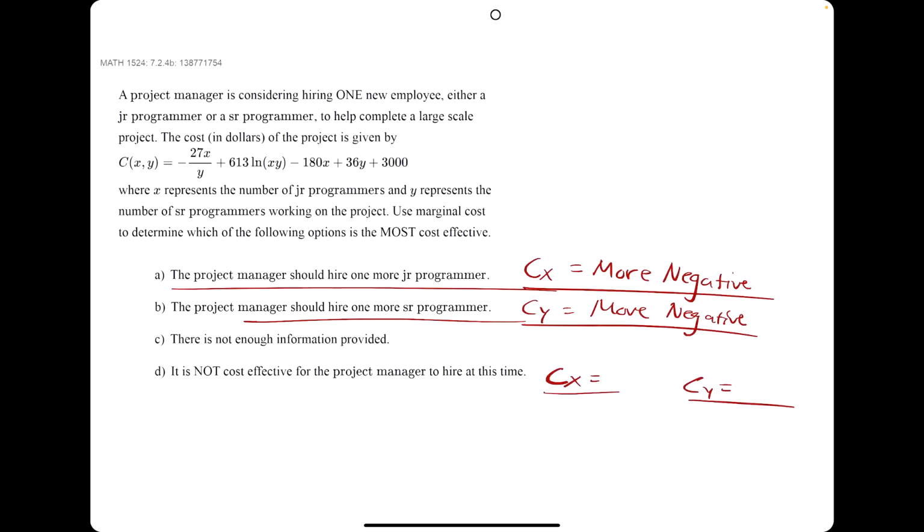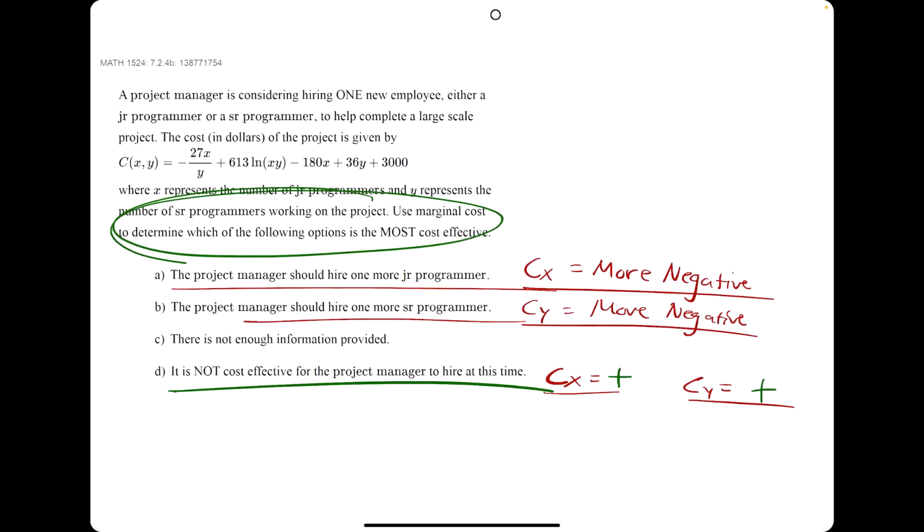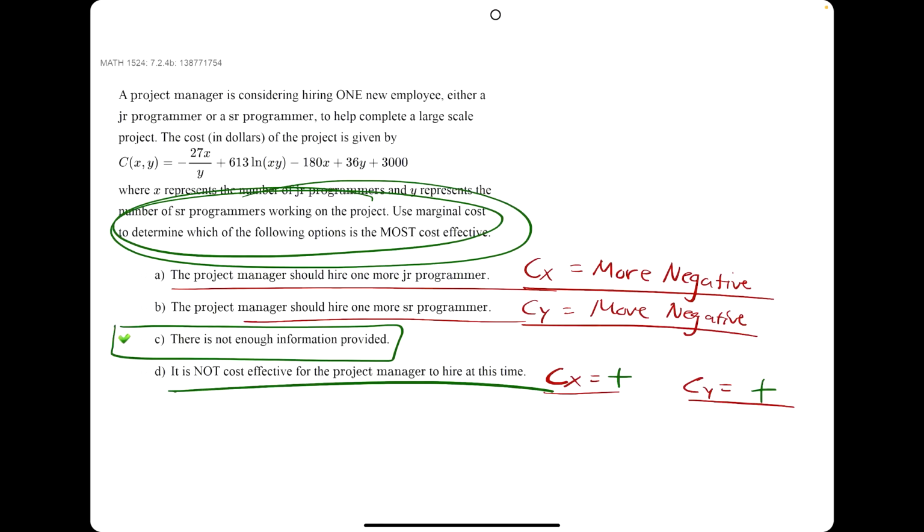If when you plugged in your x and y values you got both positive values for Cx and Cy, that would mean it's not cost effective to hire anyone, because hiring either person will make the cost go up regardless, which is not cost effective. And then in the case that they don't actually give us any x and y values to plug in, that means the answer will be there's not enough information provided, and we'd be done.